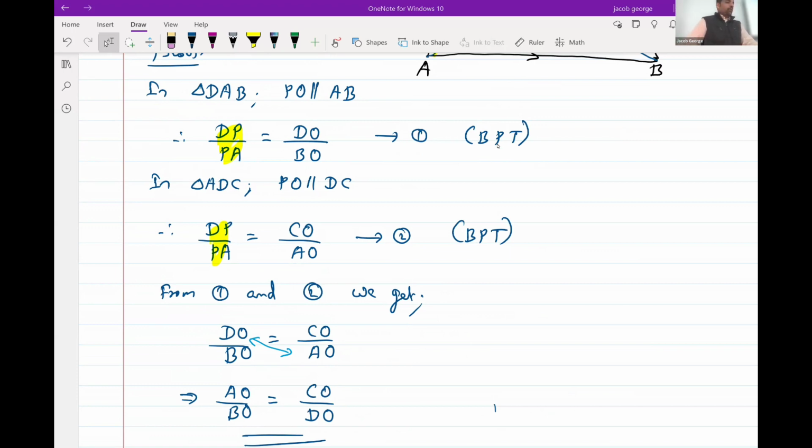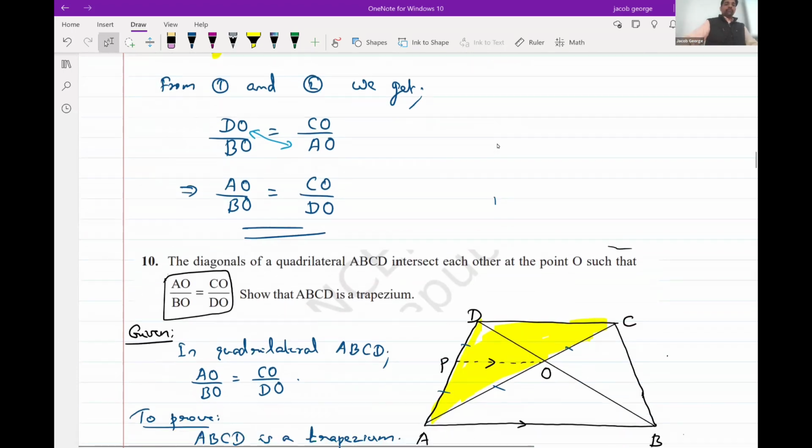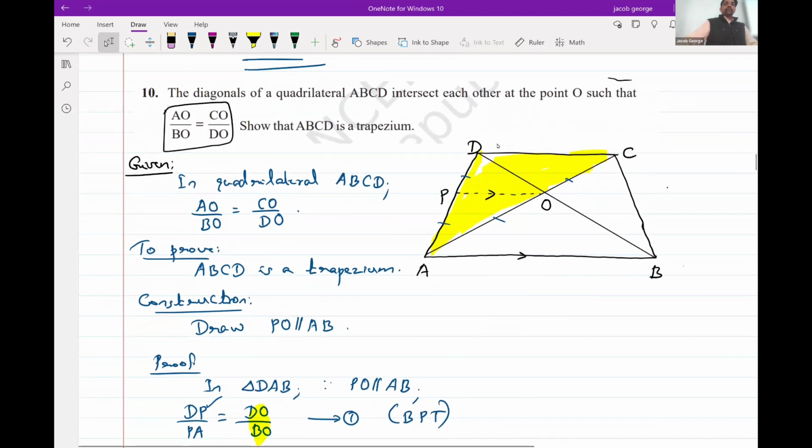Okay, in converse question, this is given. What is given? AO by BO is equal to CO by DO is given. And we have to prove that the given figure is a trapezium. So this is the diagram.